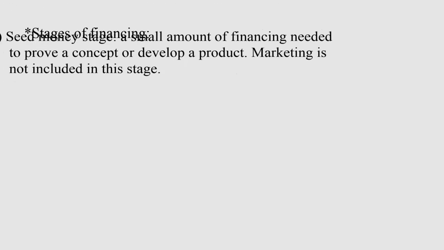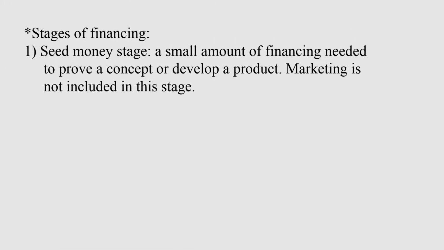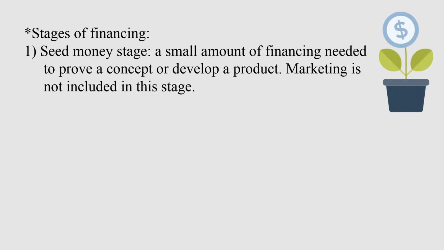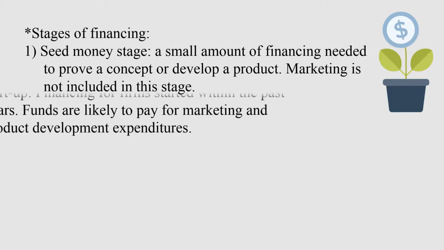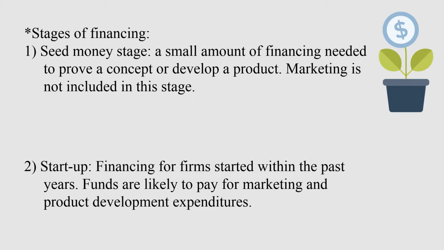We're moving on to the stages of financing. We have 6 of them. The first stage is the seed money stage. It's a small amount of financing needed to prove a concept or develop a product. Marketing is not included in this stage. The second stage is startup. Financing for firms started within the past year. Funds are likely to pay for marketing and product development expenditures.